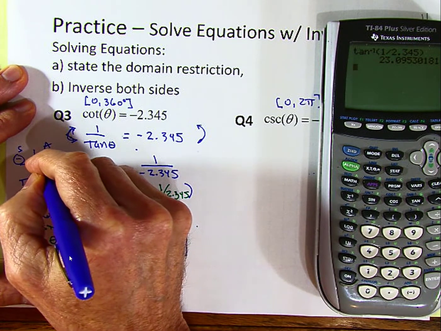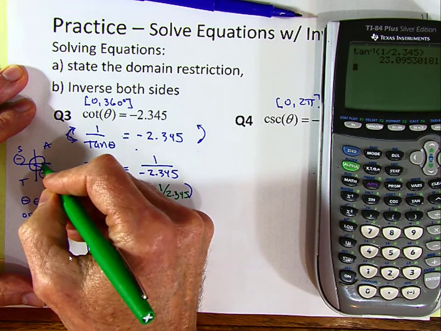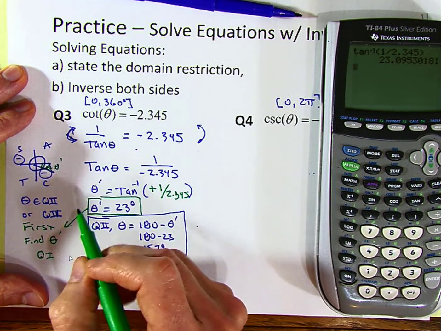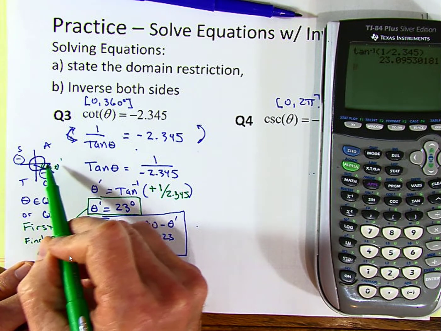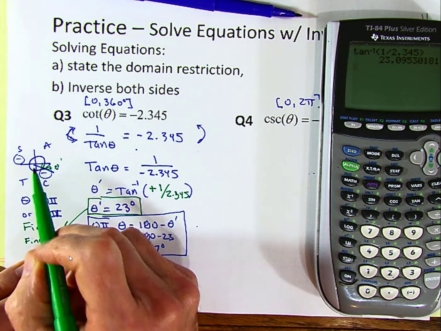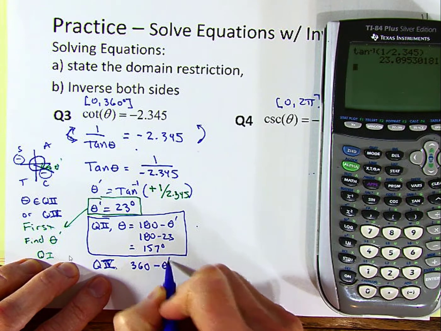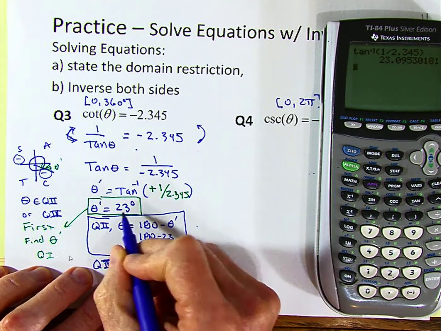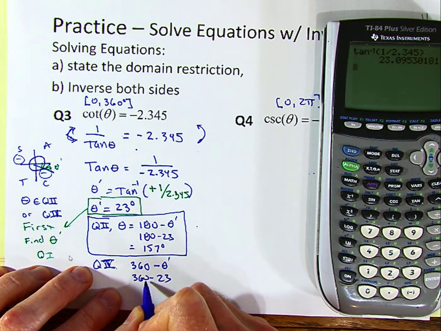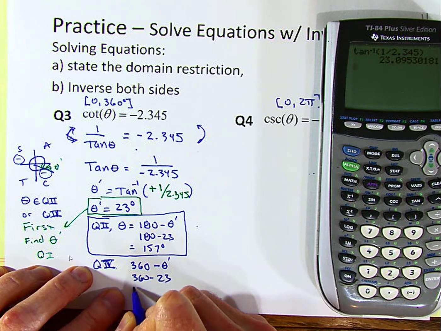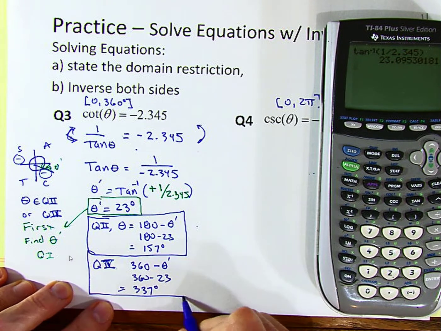Okay, well, if theta goes all the way over here to quadrant 4, this is like the reference angle. So it would be like 360 minus that little reference angle is going to give me the blue theta there. So for quadrant 4, we have to go 360 minus the reference angle. So I have the reference angle up here, 360 minus 23. That's going to be 337 degrees. There are both solutions.